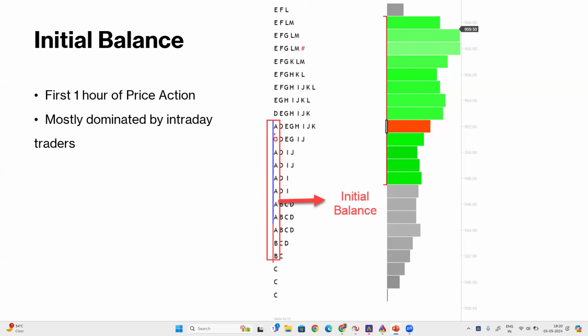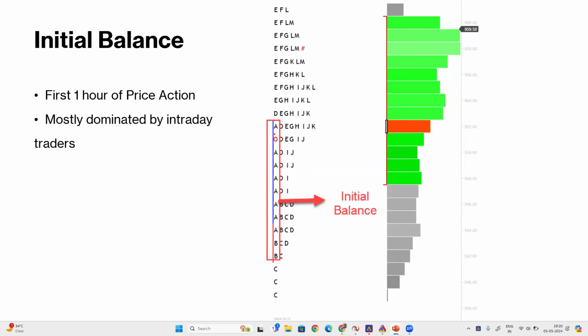They want to make that first trade. That's how anxious the traders are. So the first 1 hour has clearly been back in the floor trading era. The first 1 hour is mostly dominated by the intraday players. That's why the first 1 hour is mostly the range created by the intraday traders.